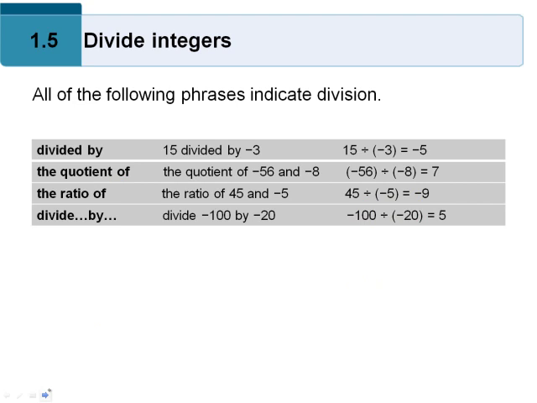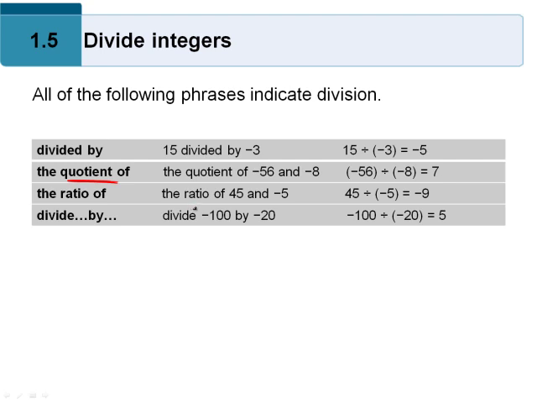All right, so here is a chart with some phrases that indicate the operation of division. So we have divided by, that's pretty obvious. If we have 15 divided by -3, we write it out in that exact order. 15 divided by -3. The signs are different, so we get a -5. Quotient is probably the main word that you're going to see when you're talking about division phrases. Quotient always means division. The quotient of -56 and -8, we just write it out in that order. -56 divided by -8, two signs the same, so we get +7.